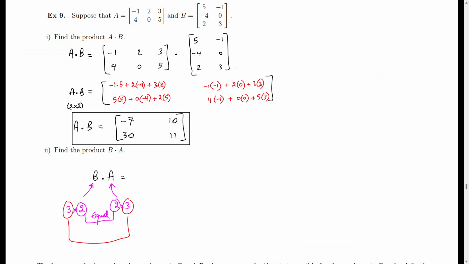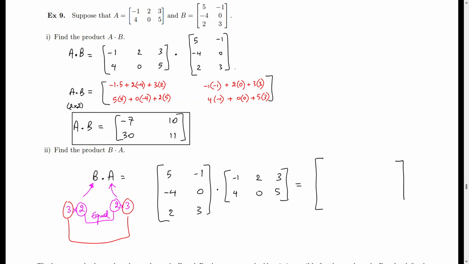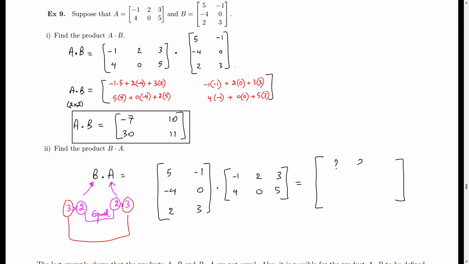Let me do just one entry by hand so we can see how this is done. So I'm going to write the matrix B: 5, -1, then -4, then 0, and 2, 3. I'll just do one quick entry, but I won't do all of them because we already know the answer. And the matrix A: -1, 2, and 3, then 4, 0, and 5. So suppose I want the entry in the second row, second column. That's the one I'm searching for.